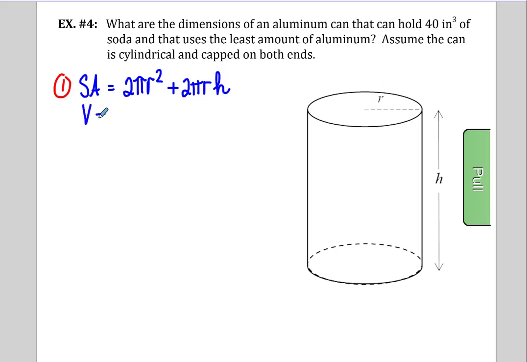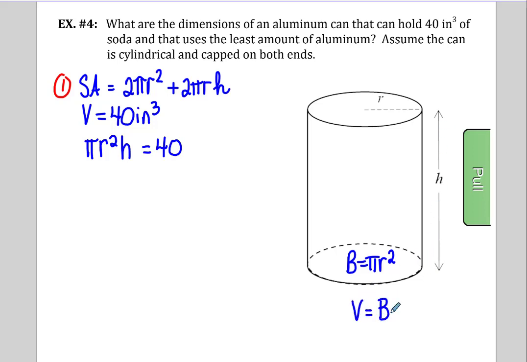We also know that the volume has to be 40 cubic inches, and that we know that pi r squared h is going to be 40, because that's the volume, right? Pi r squared, the base, times the height. Volume is the base, which is pi r squared, times the height. Remember all of that from geometry, capital B, base times height?